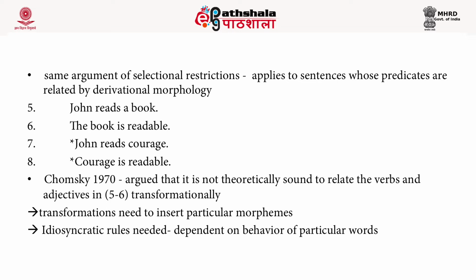Compare this with sentences 7 and 8. John reads courage, and courage is readable. Because courage cannot be selected by read as its object, courage cannot be taken as a subject by the adjectival predicate readable. Chomsky 1970 argued that it is not theoretically sound to relate the verbs and adjectives in 5 to 6 transformationally. He said that these transformations needed insertion of particular morphemes. Idiosyncratic rules were needed for such transformations, and these rules were dependent on the behavior of particular words that we were dealing with.